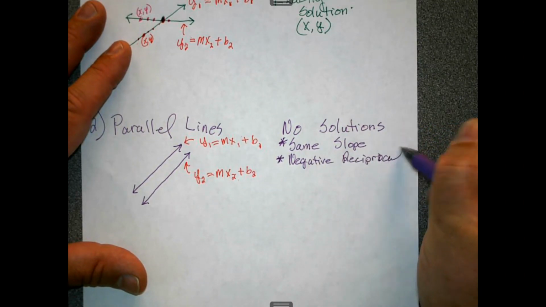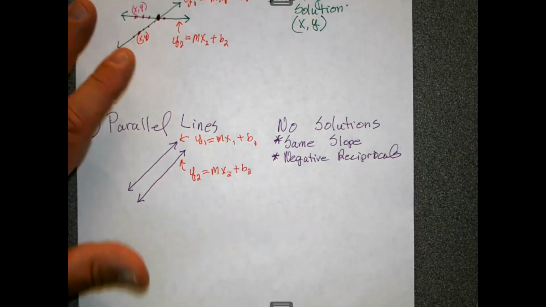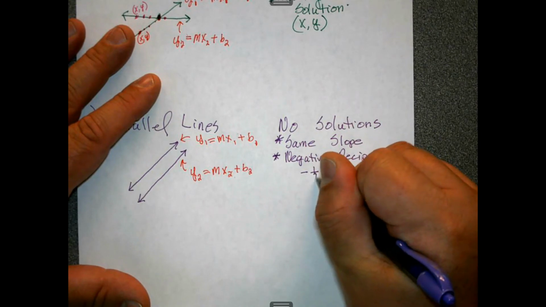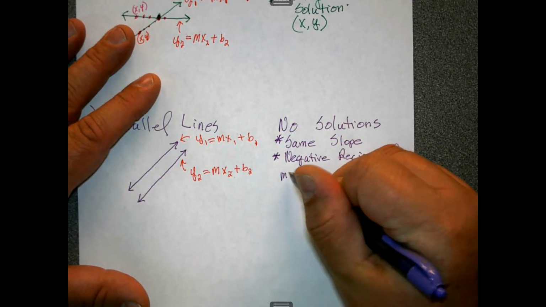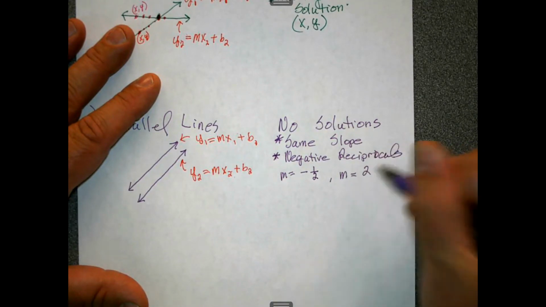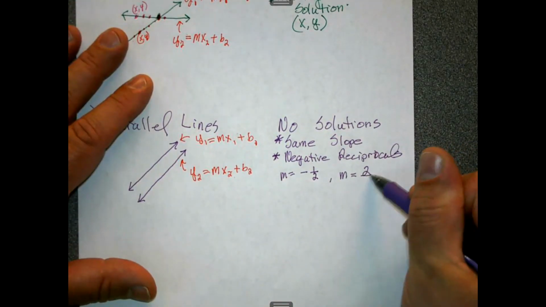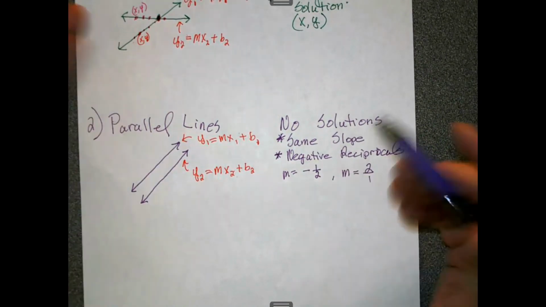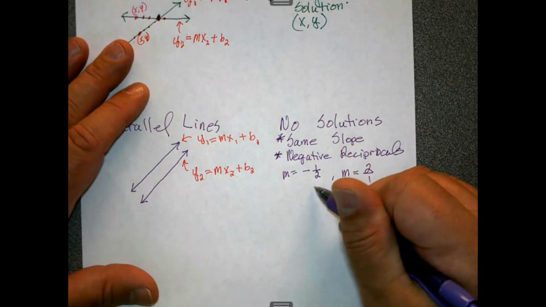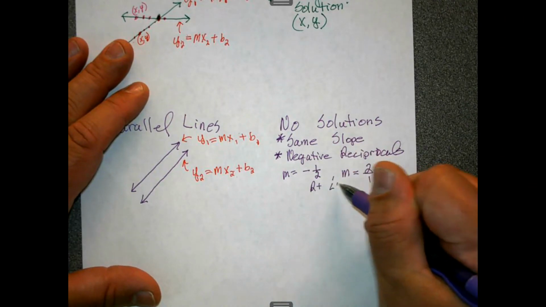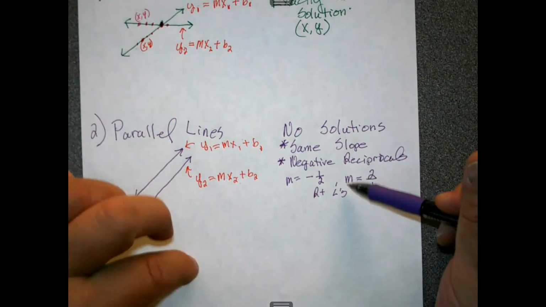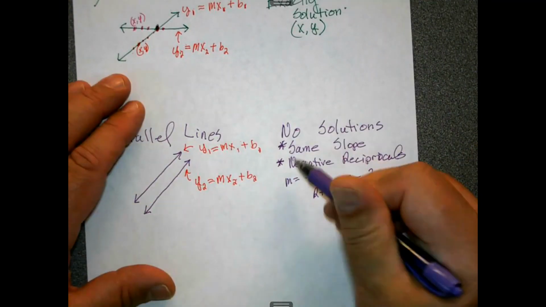Reciprocals, I think this is the way you spell it. You have negative one half for the slope of one equation, and then in the other equation you'll have positive two, negative reciprocals. These have right angles, right? So if they have right angles at their intersection, you know they're going to have exactly one solution. So you could save yourself a whole lot of time if you remember these.